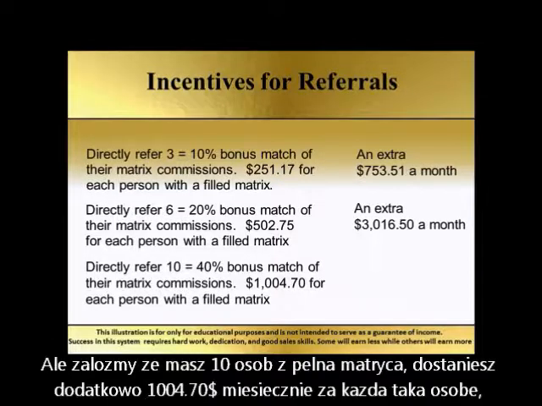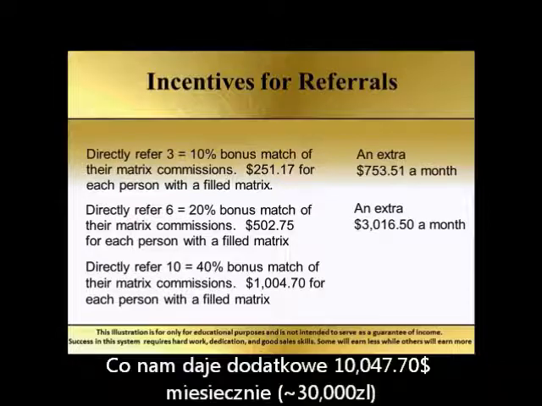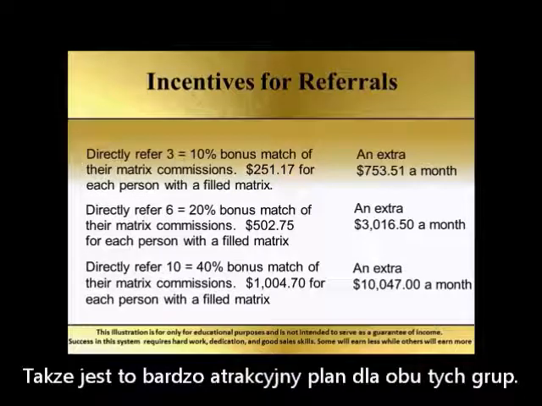But if you've got 10 people that you've referred to the program and they've got a filled up matrix, then you're going to make an extra $1,000 for each one of those individuals. And that would be an extra $10,000 a month on top of the $2,500 a month that you're making from your matrix commissions. Now, this is very powerful, like I said, for 2 kinds of people.